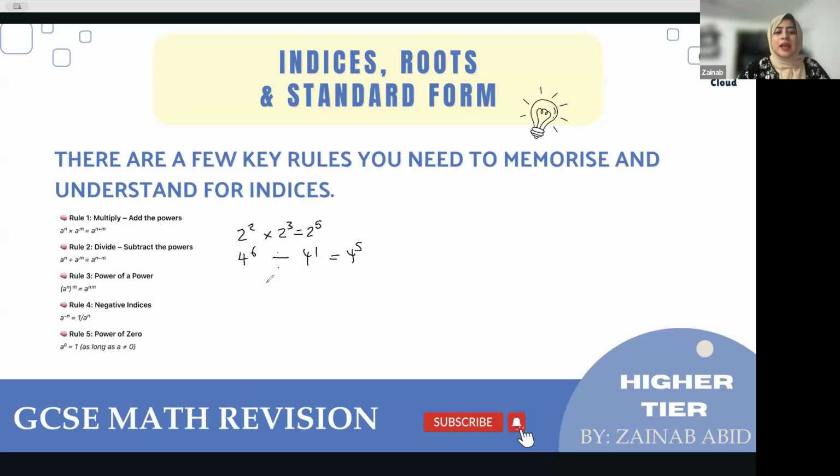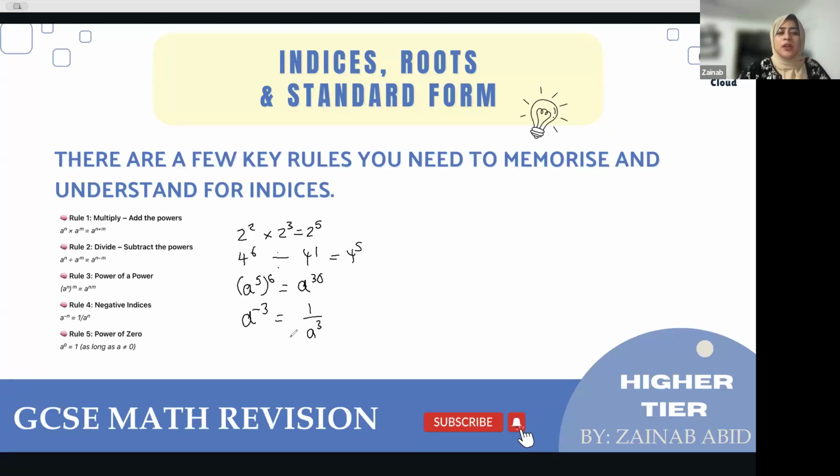Next, looking at the power law: anytime you've got a to the power of 5 with a 6 on the outside of the brackets, you just multiply to get the powers. So it's going to be a to the power of 30 here. Then the negative index law is that any time you have a negative power, like a to the power of minus 3, it's like having 1 over a cubed. If that was a 2, it's like 1 over 2 cubed, which is 1 over 8.